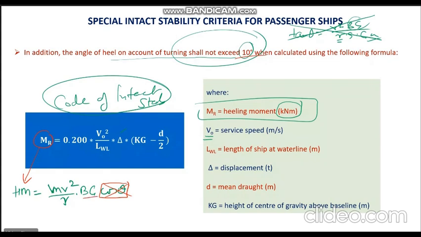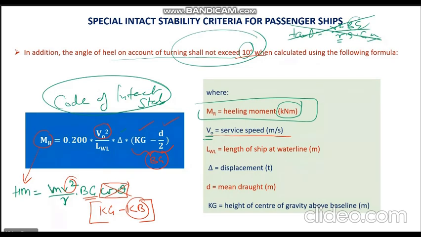What is BG? BG is KG minus KB. Yes or no, beta? Yes, sir. Correct. So what have they said? For compliance, take KB equal to d by 2, and that becomes BG. So they have substituted this for BG. Understood? Yes, sir. Okay. Then they said, what speed should we take? Take it at service speed V0. V0 is the service speed of the vessel.